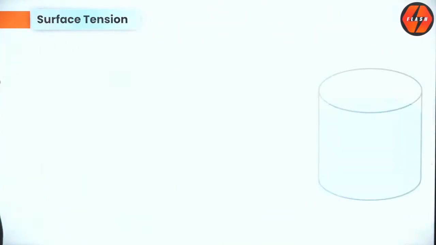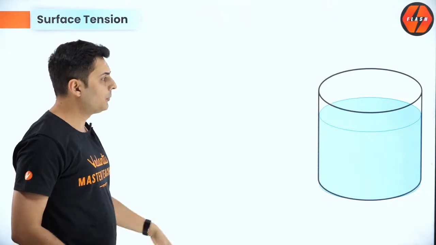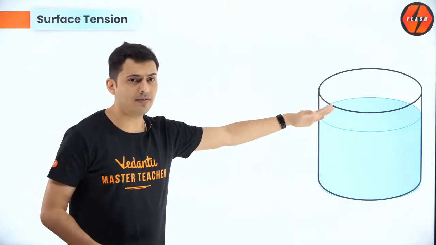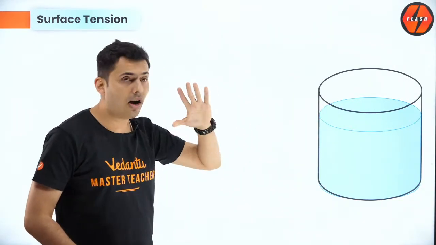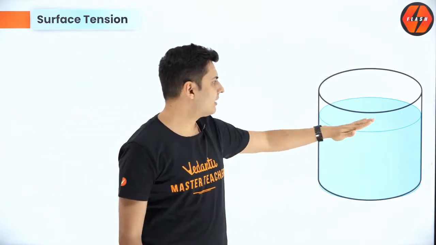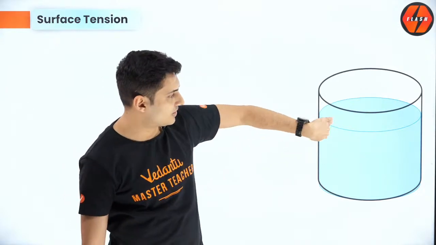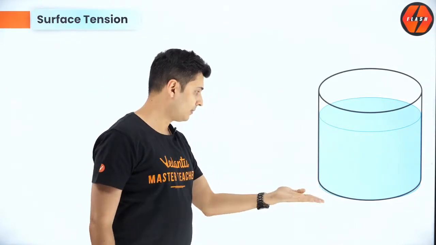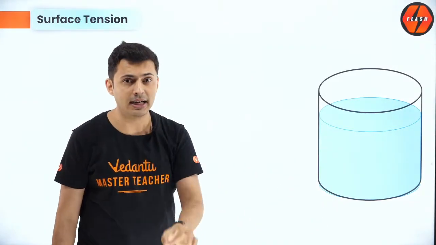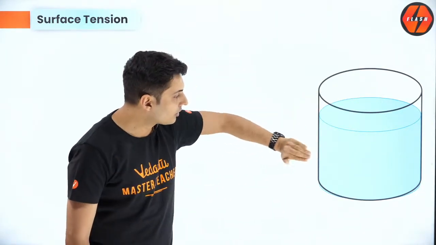Now, let's talk about the force of surface tension. What is the direction? What is the magnitude? Pay attention now. Just imagine there is some liquid filled in a container. How many surfaces are there? Now most often people say, sir, there is one flat circular surface on the top, there is a curved surface, and there is a flat bottom surface. Yes, you are right. There are three surfaces of the liquid, one on the top, a curved one, and one at the bottom.